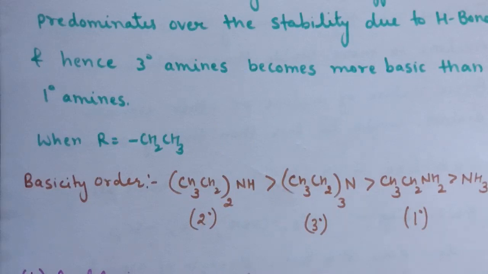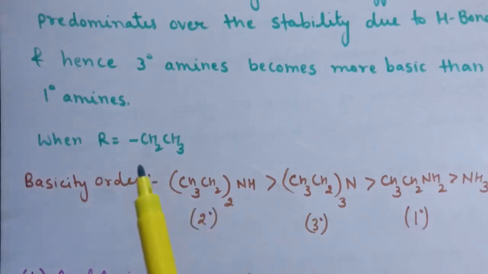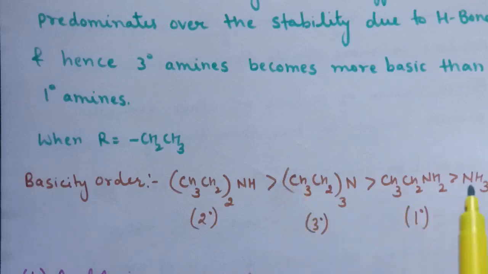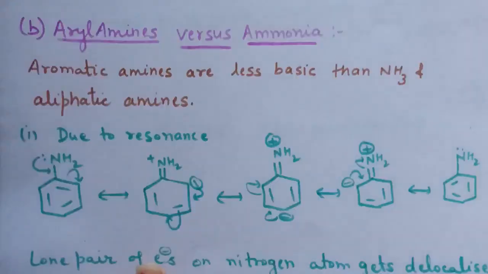In gaseous phase, the order is tertiary amines are the most basic, secondary, primary, and then ammonia. But in case of aqueous phase, secondary amines are the most basic. Then if R group is CH3 group, then primary amine, then tertiary, and least is ammonia. But if R group is bigger than CH3, then the basicity order is secondary, tertiary, primary, and then ammonia. This is for aliphatic amines.